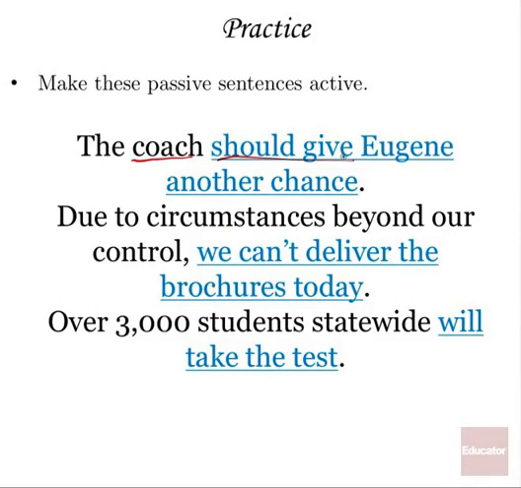Due to circumstances beyond our control, we, subject, can't deliver the brochures today. So now this makes a little bit of an assumption that the person speaking is part of the entity that would be delivering the brochures. But in this case, if it's your sentence and you're saying it, you probably know who's supposed to be making those deliveries. And over 3,000 students statewide will take the test. Now the subject is students and the verb is will take. The subject is performing the verb, so you have an active voice sentence.